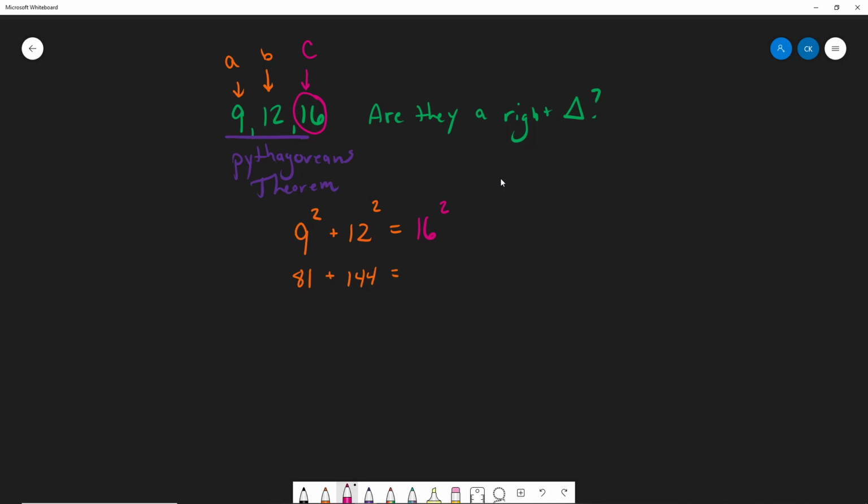16 squared, that's going to be 256. Then I'm going to add 81 and 144, and I should get 225. And now I have to ask myself, does 225 equal 256? And obviously it does not. So because my two sides do not add together, they don't equal the same thing, this is not a right triangle.